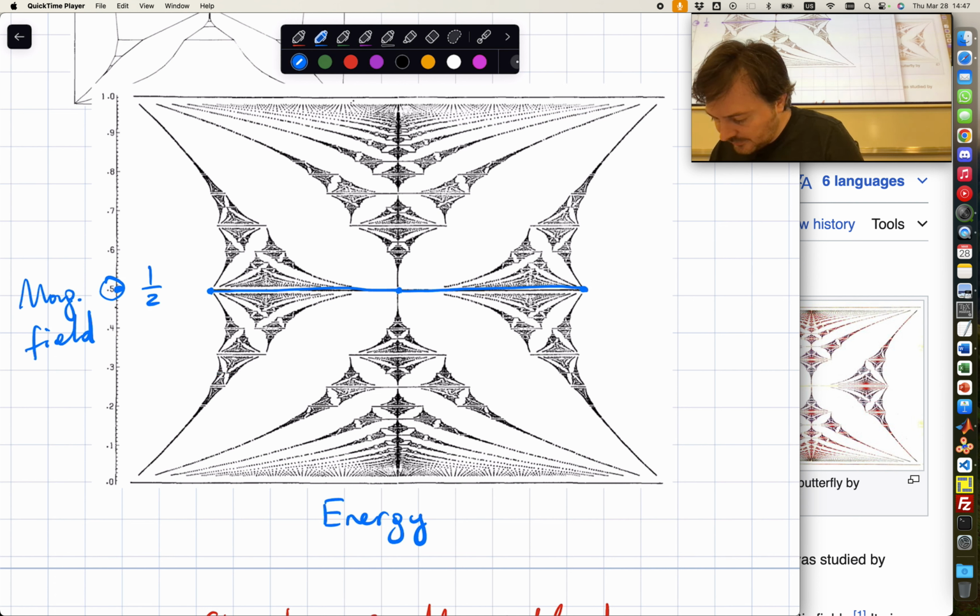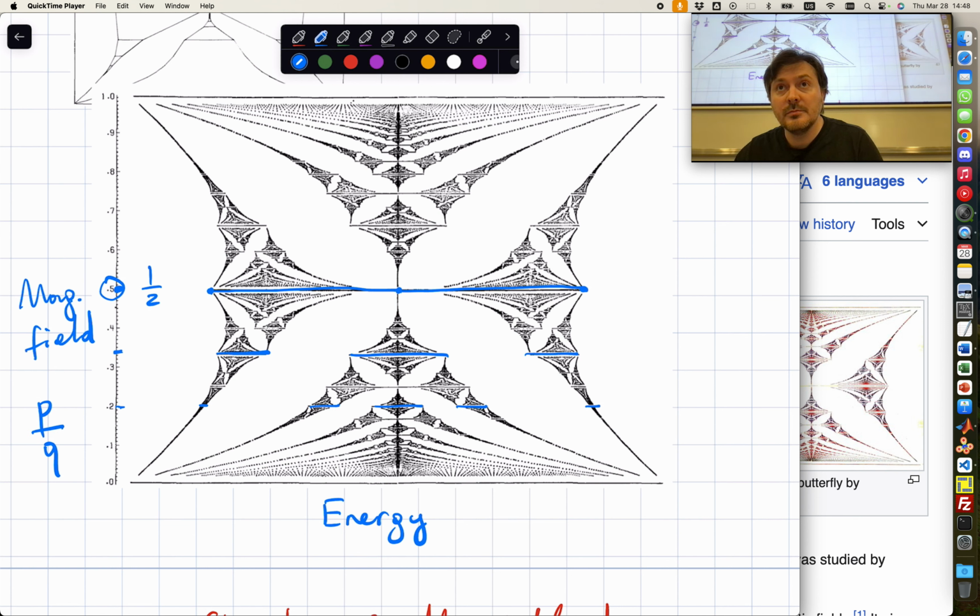When you are at 1/3, you have 3 bands. Sorry, this is not 1/3. This is 1/3. So you have 1, 2, 3 bands. Do you see it now? Yeah. Where is 1/5? It's here. So you have this 1, 2, 3, 4, 5. Okay? If it's irrational, what does irrational mean? It means that you cannot write it as P over Q. Okay? In other words, Q goes to infinity.